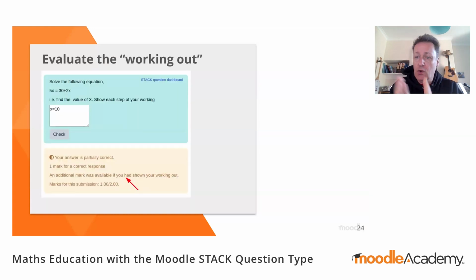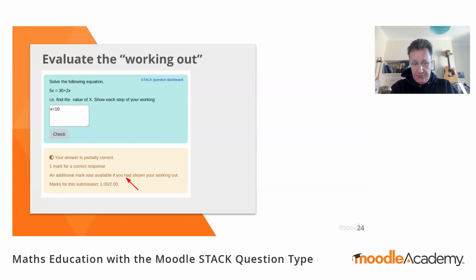The maths problem is: solve the following equation, 5x equals 30 plus 2x. And the correct answer is x equals 10. But it's got some instructions that say, show each step of your working. And this student hasn't shown the steps of their working. And the feedback has said, your answer is partially correct. Arguably, it's entirely correct, but bear with me. You've been automatically given 1 mark for a correct response, but an additional mark was available if you had shown your working out. Marks for this submission, 1 out of 2.